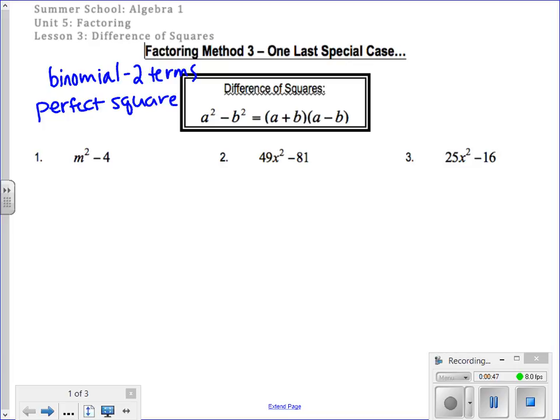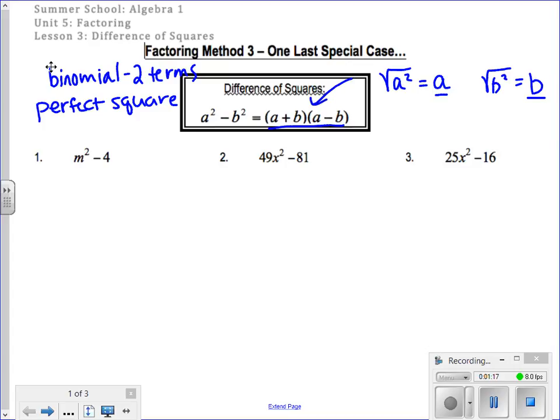So here's the pattern. It says a squared minus b squared equals a plus b times a minus b. Now, the way we get the a and the b on this right-hand side is you take the square root of each term. Well, the square root of a squared would just be a, and the square root of b squared is b. That's where the a and the b come from for the right-hand side. Once you see this, you're going to catch on very quickly.